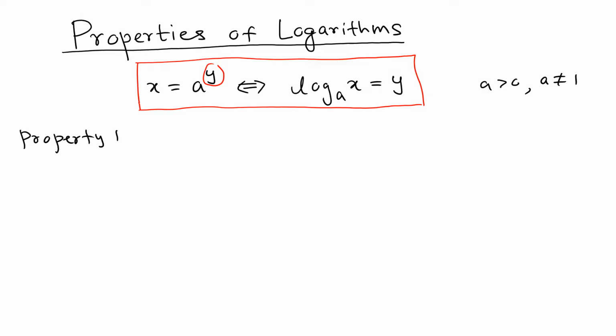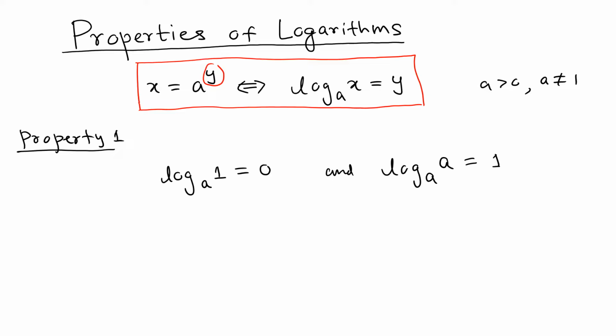So as the first property, we have log to any base of 1 equals 0. This is a very important result when you simplify certain algebraic expressions. And also we have log to any base a of a, that means log base a of a, which equals 1. So these are two important results. And then let's see how we can prove these two results.